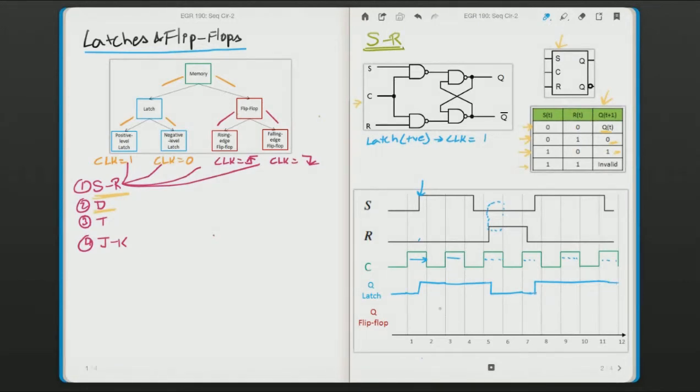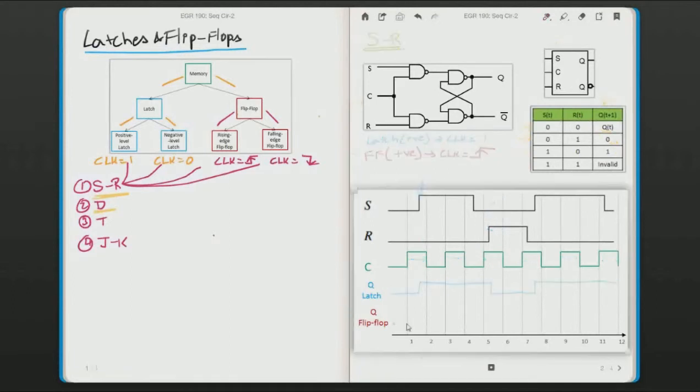Right? Now, how does the flip-flop change? The flip-flop, on the other hand, as I said, is again a positive edge flip-flop. So my output changes when my clock changes from 0 to 1. So now let's look here. My flip-flop, initially my output is 0.